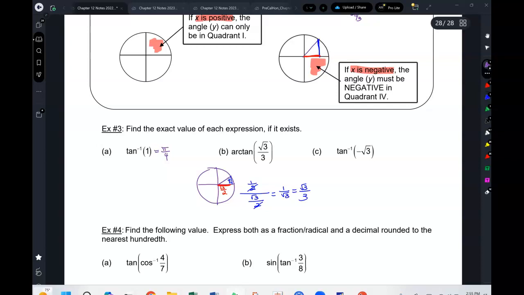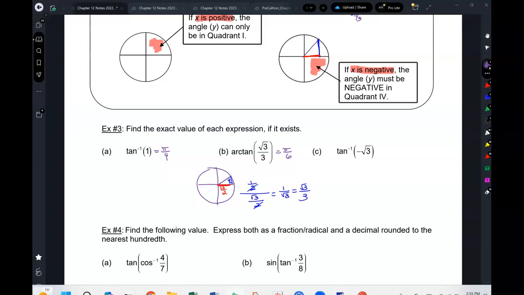So, pi over 6. Okay? We're always going to go with radians. How did you get pi over 6? Zoe, we have to do y over x. At pi over 6, the y value is 1/2, the x value is root 3 over 2. So 1/2 over root 3 over 2. These two cancel. 1 over root 3, root 3 over 3.